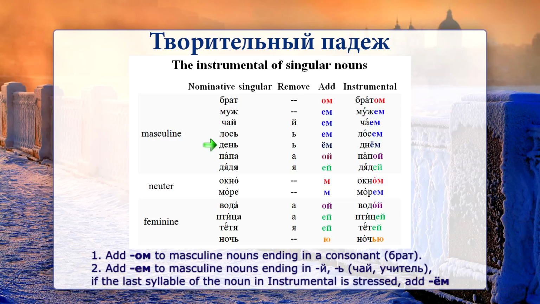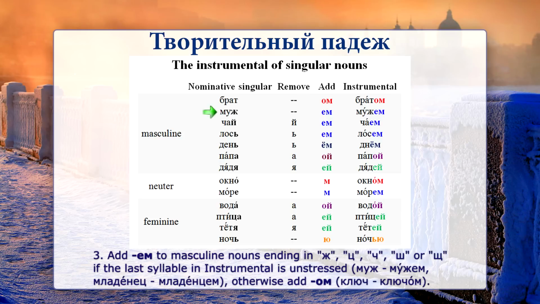But if the last syllable of the noun in instrumental is stressed, we add ём. День, днём. We add ем to masculine nouns ending in ж, ц, ч, ш, or щ if the last syllable in instrumental is unstressed. For example, муж – мужем, младенец – младенцем. Otherwise, if the last syllable is stressed, we add ом. Ключ – ключом.